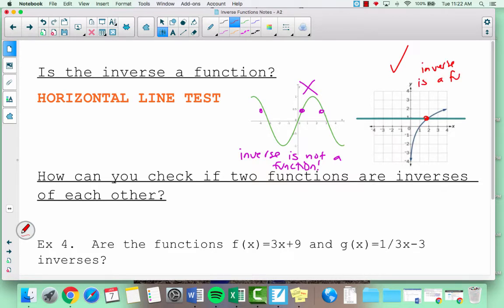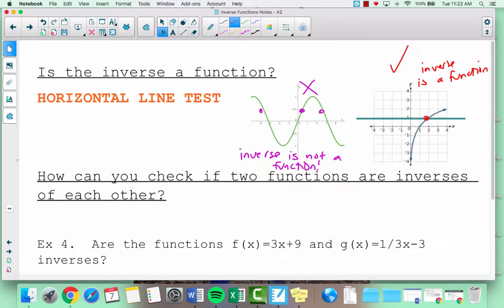So on a test, if I ask you how or why or why not the inverse is a function, you would want to use your horizontal line test if you have a graph, and then you could explain because it passes the horizontal line test, or there are going to be no repeating x's in the inverse graph.